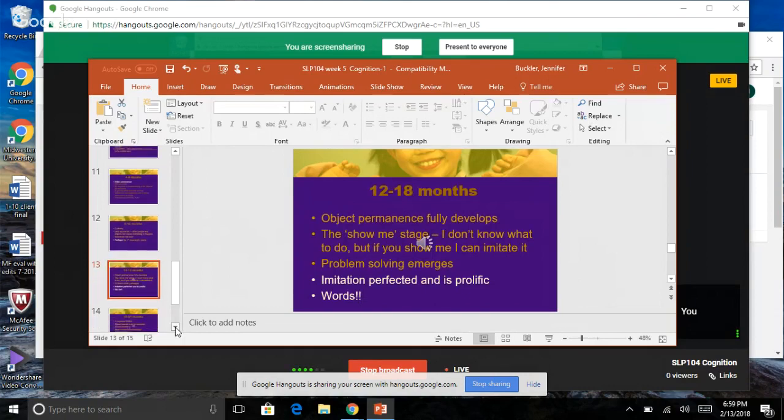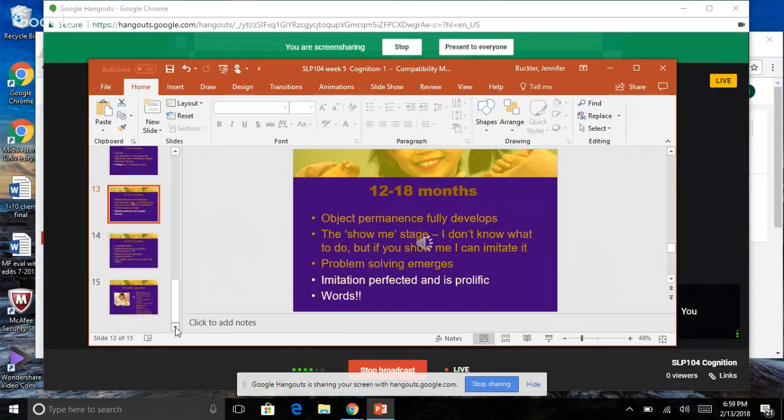From 12 to 18 months, object permanence develops pretty solidly. And this is that stage where they want to show you and they want you to show them. They want to imitate, but they want to figure it out all by themselves. It's the beginning of the I do it stage. They are mimic birds when it comes to imitation, and they will learn many new words before 18 months, and their language is starting to explode.